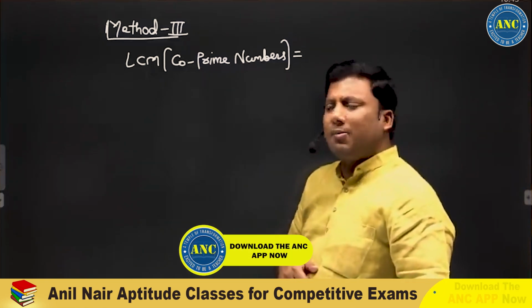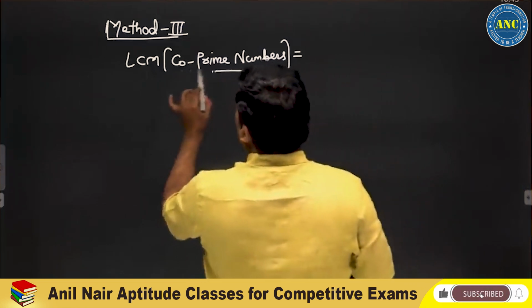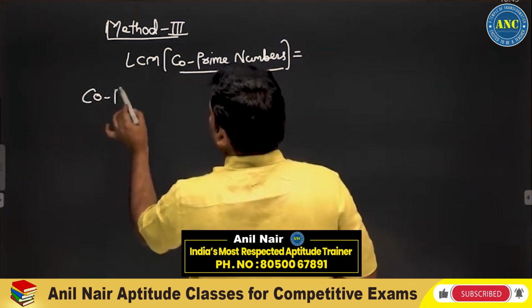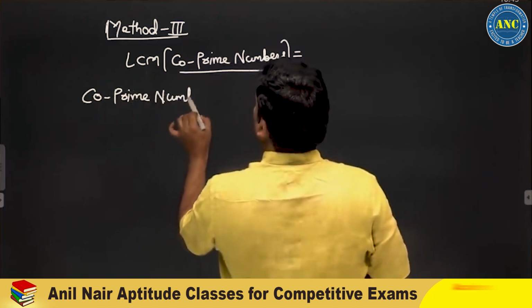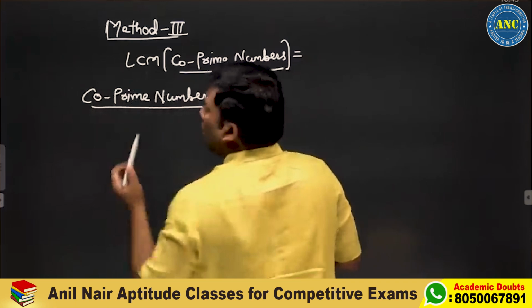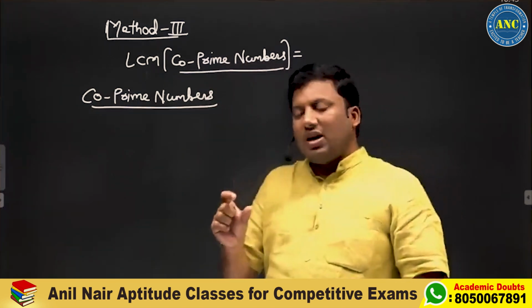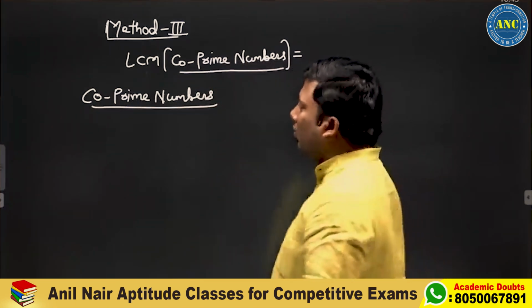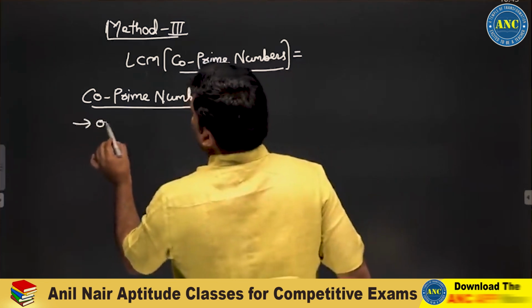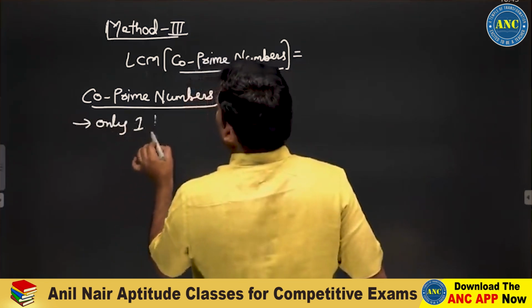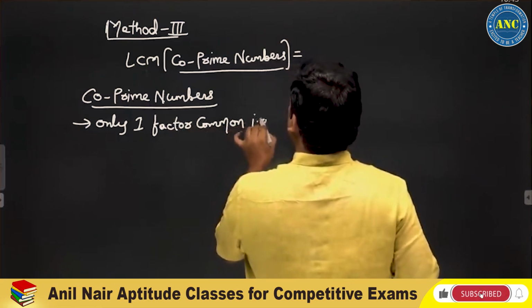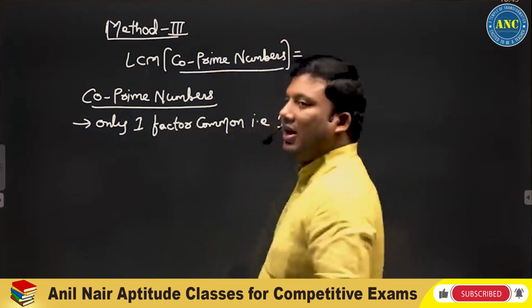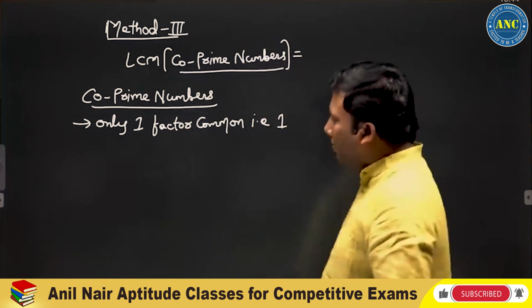Before finding the LCM of co-prime numbers, let us first discuss what we mean by co-prime numbers. Two numbers are said to be co-prime if they have only one factor in common, that is 1. If they have only one common factor, then the numbers are said to be co-prime numbers.